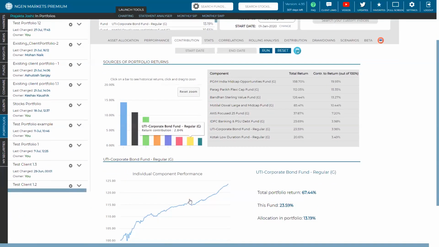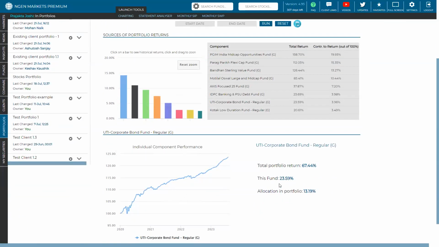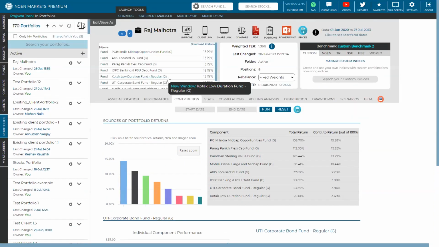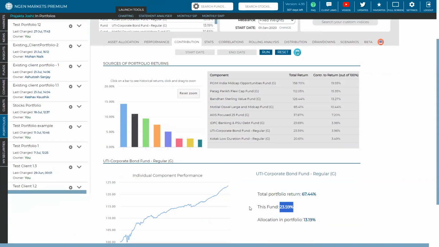So UTI Corporate Bond Fund, in itself, its independent performance was 23% in the 3.5-year period. But because its allocation in the portfolio was 13.19%, its contribution to the overall portfolio return is 2.85%, out of the total of 67%. The least contributor was Kotak Low Duration Fund, which contributed only 2.50% in the overall portfolio return of 67%. This is the individual contribution analysis that you can do.